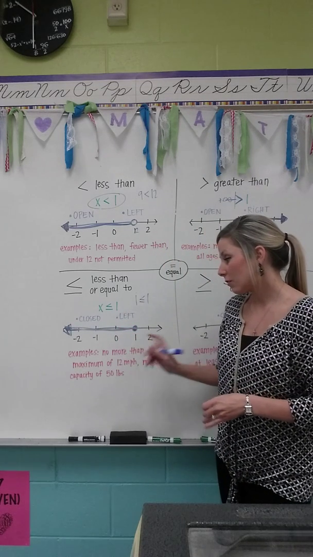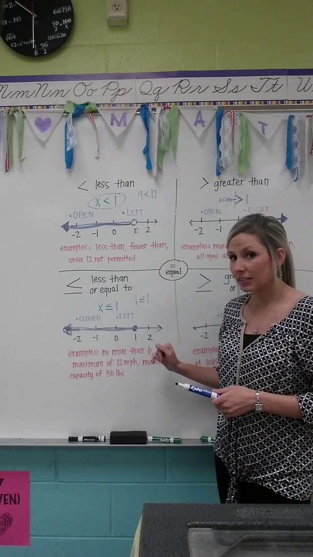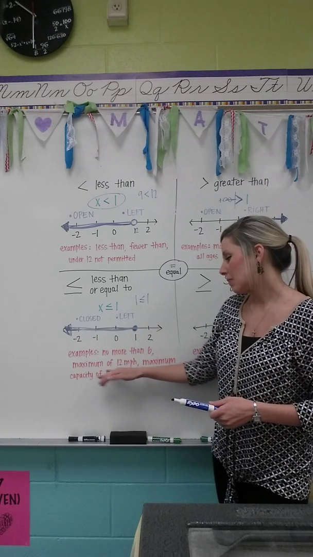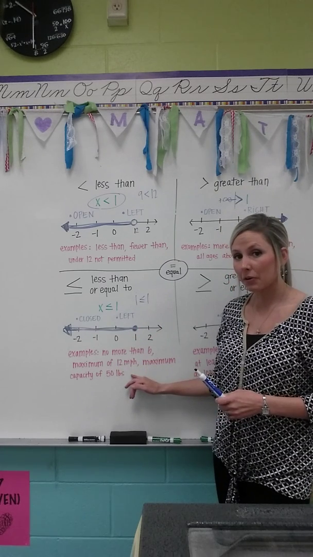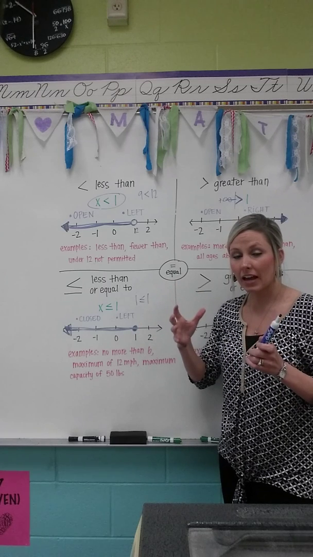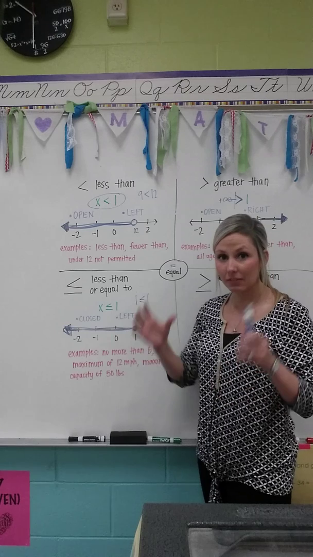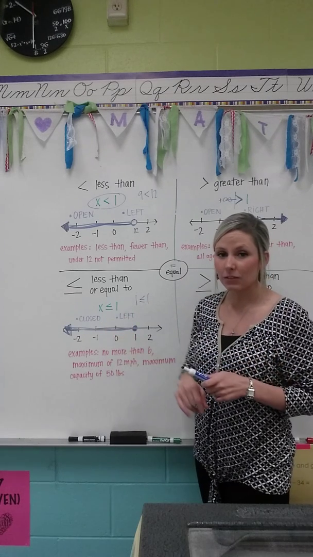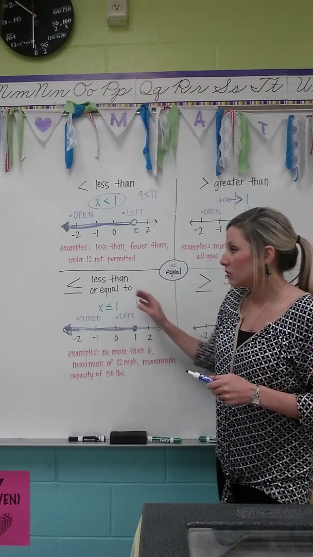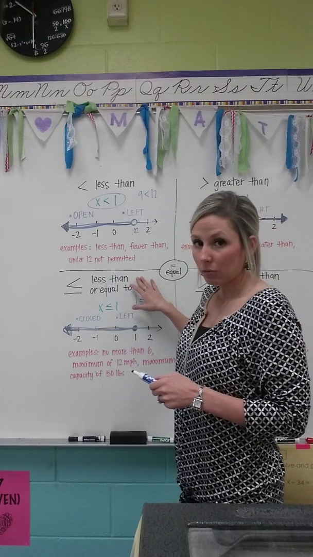A few examples of wording. It says no more than 6. It's including 6. A maximum of 12 miles per hour, which means it can go 12 miles an hour or anything less, and a maximum capacity of 50 pounds. That means it can be 50 pounds or anything less than 50 pounds. So those are just a few examples of less than or equal to.